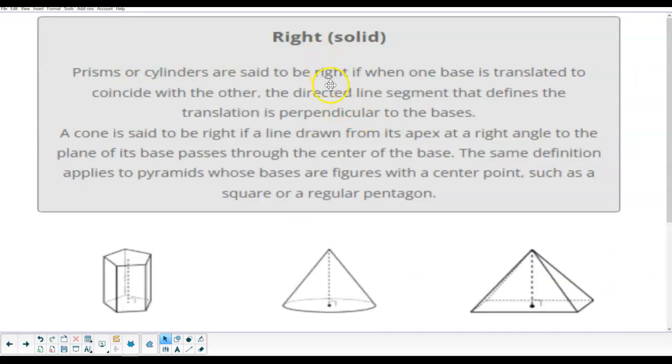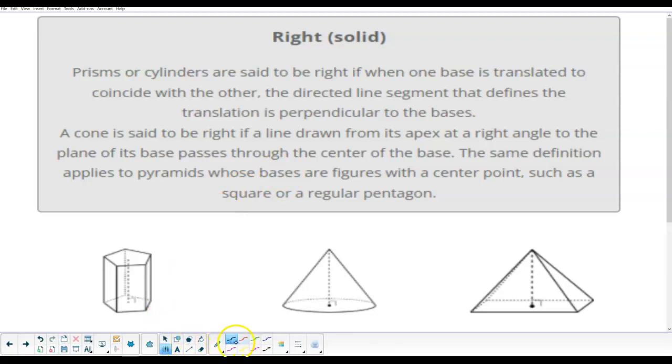All right, you don't have to write this down unless you want to. If you want to, you can go ahead and hit pause. We're going to look at the definition of a right solid. A right solid is referring to a prism or cylinder that is said to be right when one of the bases is translated or coincides with the other. The directional line segment that defines the translation is perpendicular to the base.